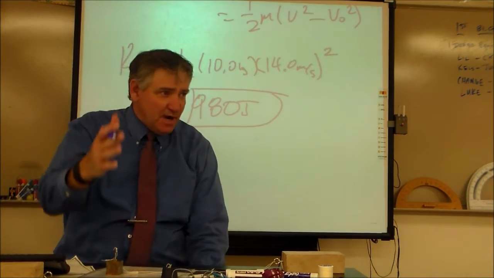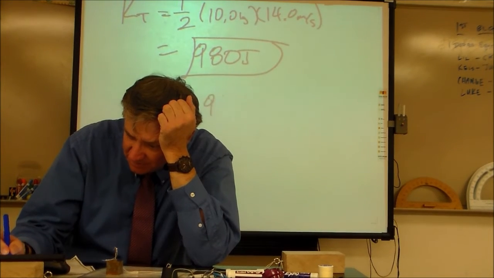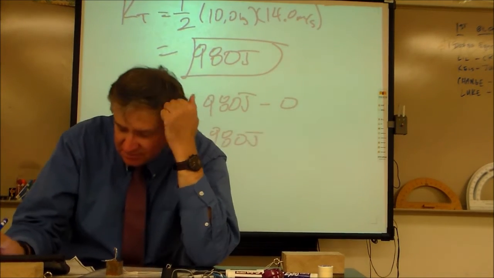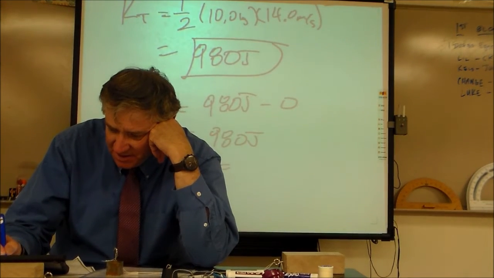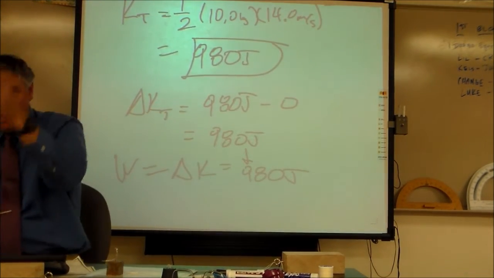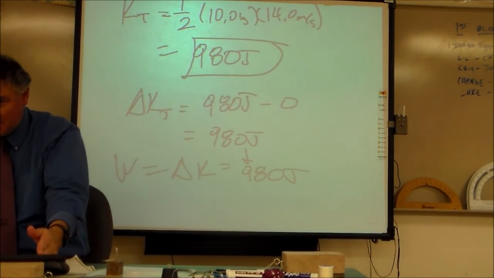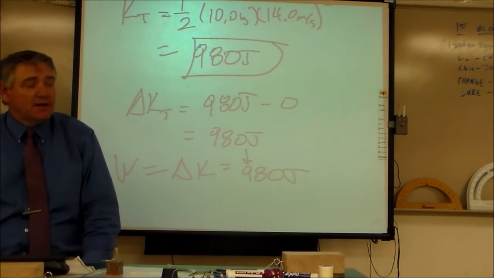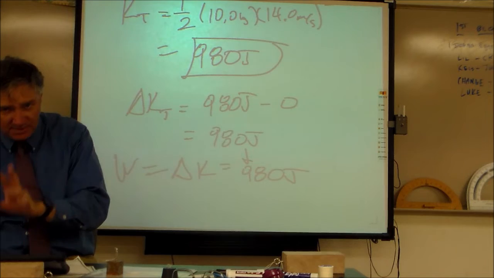So that's my final kinetic energy. So now I can find my change in my kinetic energy, which is going to be 980 joules minus 0. Oh, I still get 980 joules. Now, the work is going to equal my change in kinetic energy, which is the exact same thing of 980 joules. So my final kinetic energy is 980 joules. My change in kinetic energy is 980 joules. The work is 980 joules, okay? Now, at this point, I don't have enough information to calculate the force because I don't know the distance.